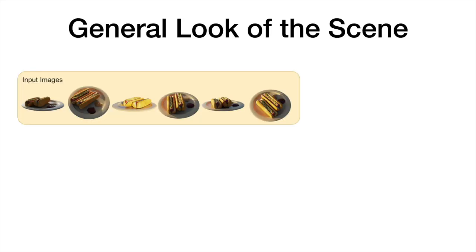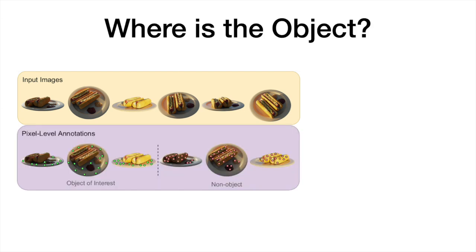We first need to know the general look of the scene. So like other neural fields works, we ask the user to provide a set of captures from the scene including the object of interest. Provided scenes potentially contain multiple objects, so additional guidance towards the object is needed.